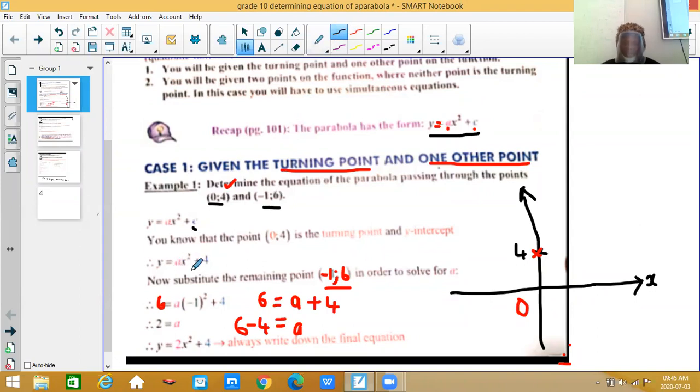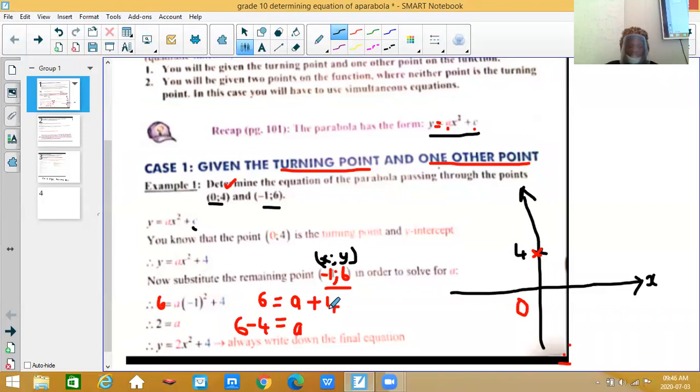In the position of y, you remember the coordinates are given as x, y. That is how coordinates are given. So what is the value of y here? 6. So in the position of y, we put a 6. What is the value of x here? -1. So in the position of x, you put a -1 as it is, and then you square it. If you say -1 squared, what does that give us? 1. So 1 times a is a plus 4. This is the equation that we have.